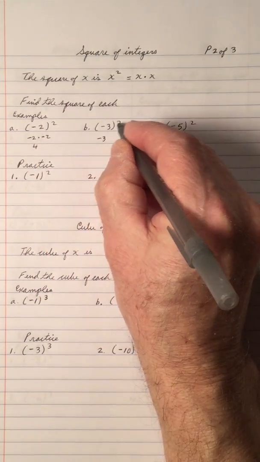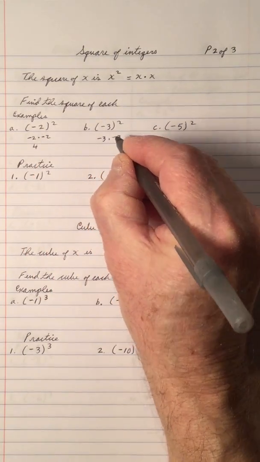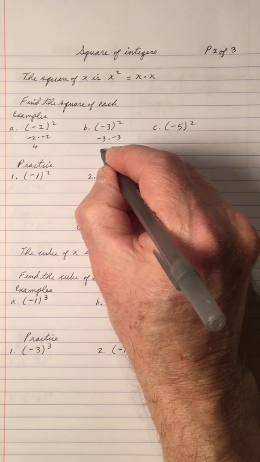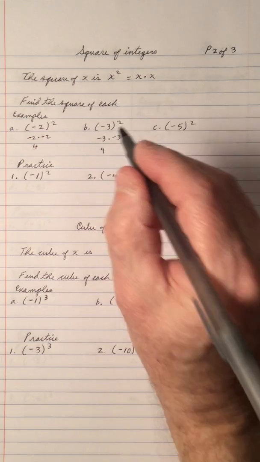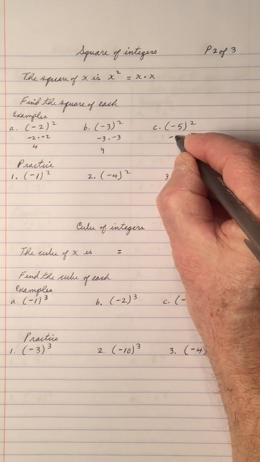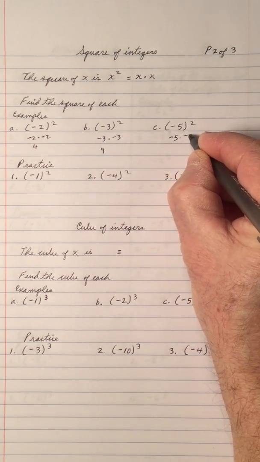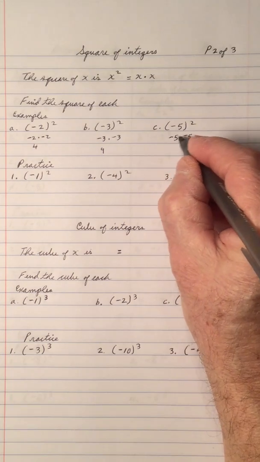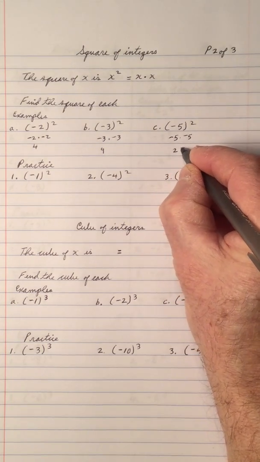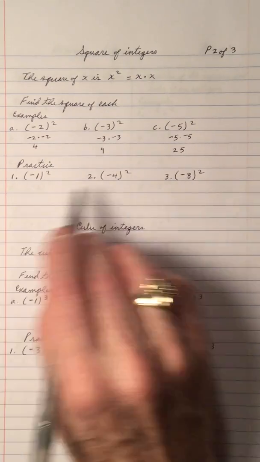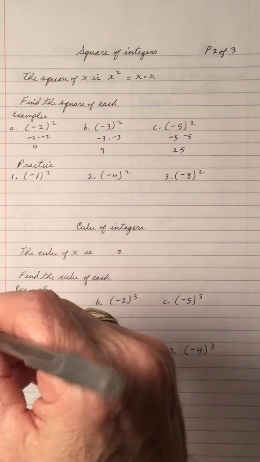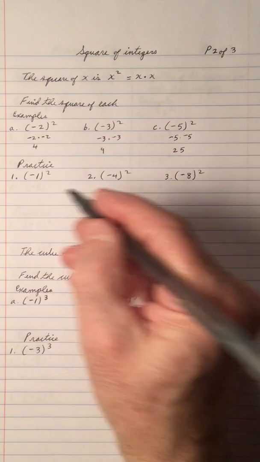Negative 3 squared is negative 3 times negative 3. And like signs, when you multiply, is positive. So you get 9. I could put a plus there, but I just put the 9. Negative 5 squared is negative 5 times negative 5. And when you multiply like signs, you get a positive, so you get a 25. So notice I wrote them out. You practice these, see if you get them right, and press pause and play it back.